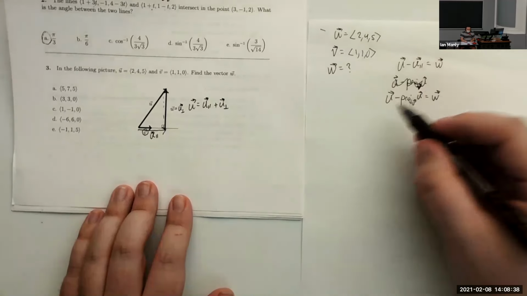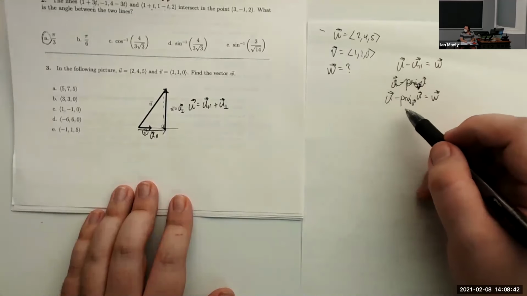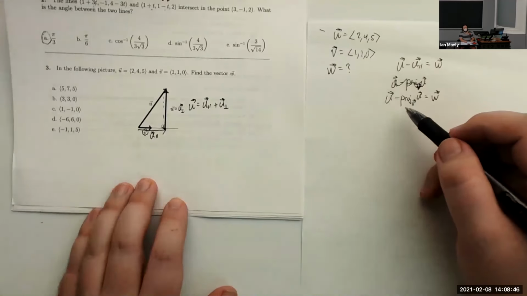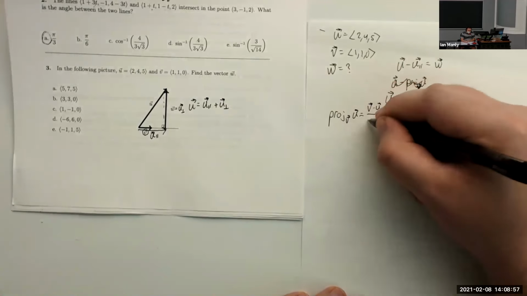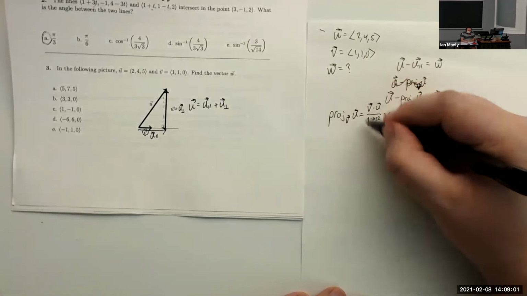We already know what u is; that was a given piece of information. But this vector projection is something that we know how to figure out, so we can figure out what that is and then do some subtraction. The formula for this is v dot u divided by the magnitude of v squared. And remember, this is all a fancy scalar, and it's going to be in the direction of v.